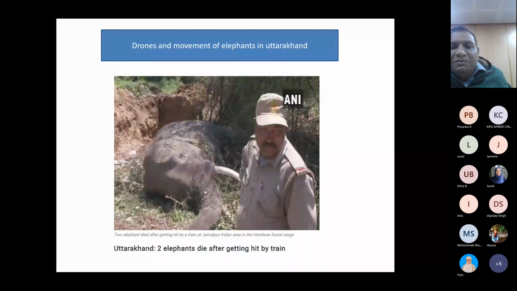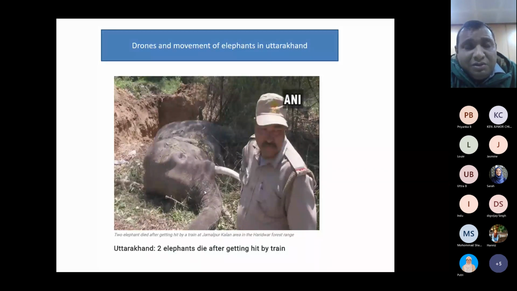The Uttarakhand Forest Department, where I sit, where Dehradun is situated, we have these railway tracks. Not only in Uttarakhand, in Tamil Nadu also we have a similar problem. There were continuous elephant deaths because of trains hitting the elephants, and many times we lose the tuskers. Then the Uttarakhand Forest Department came up with a wonderful thing.